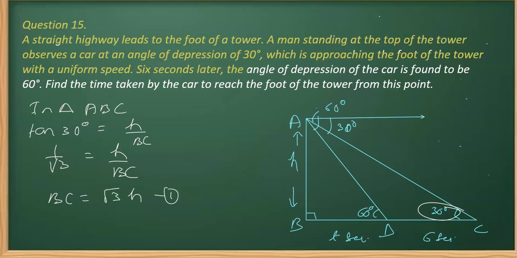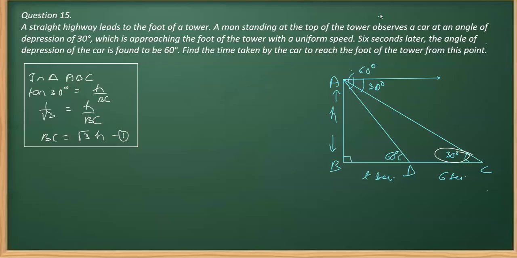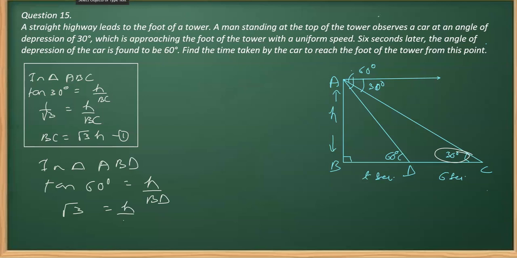That's the first equation. Now, similarly, we will apply the same thing on the other triangle. In triangle ABD, we'll be applying tan 60 degrees. Perpendicular remains H in this case, and the base here is BD. Tan 60 is root 3, and this is H over BD. So by cross multiplication, we'll get BD as H by root 3. This is our second equation.